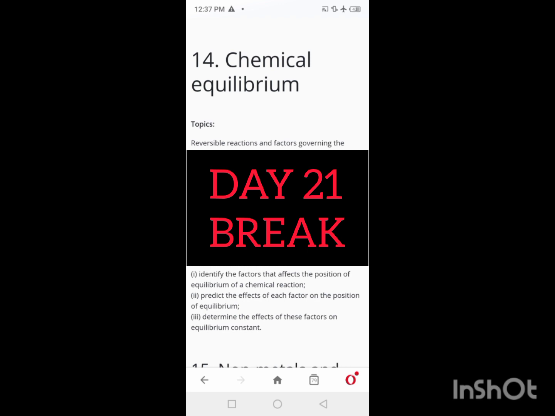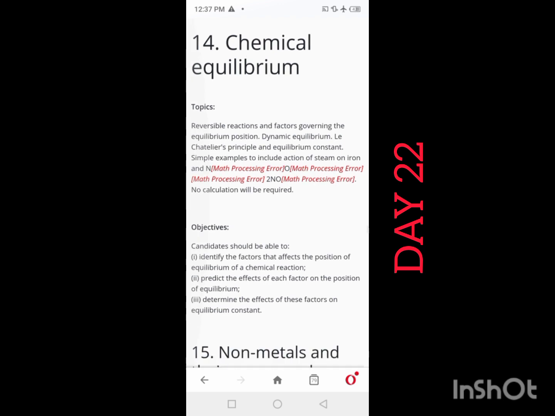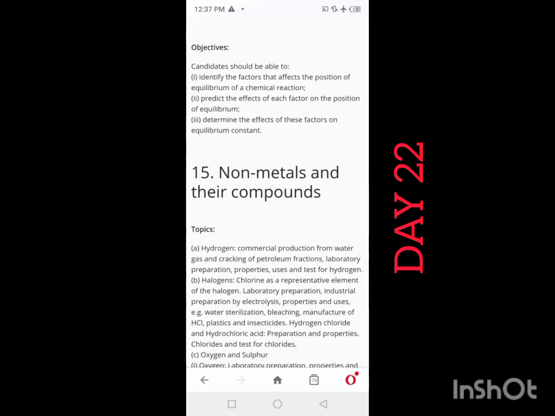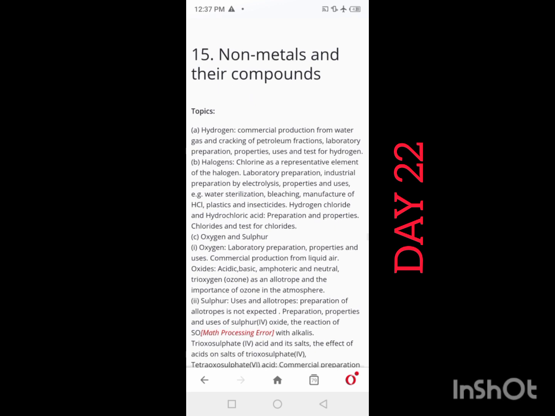And then when you are back from your break, on the 22nd day, you'll be doing chemical equilibrium. On the 22nd day, you can see no calculation will be required. Chemical equilibrium.